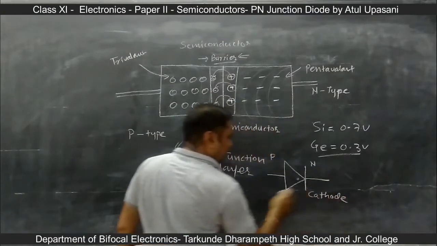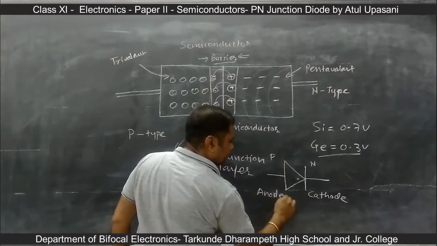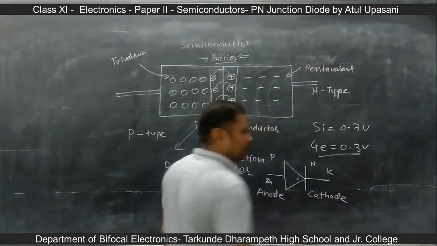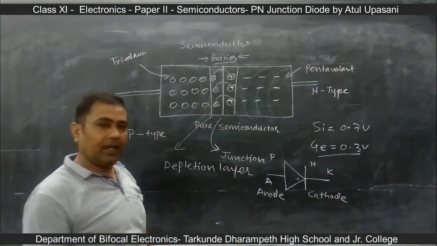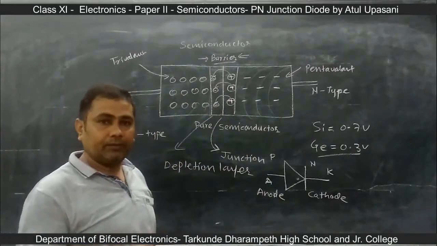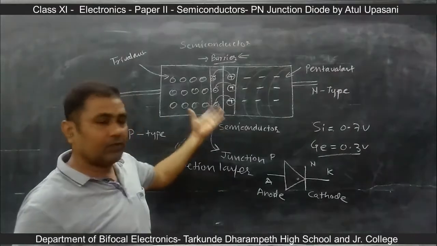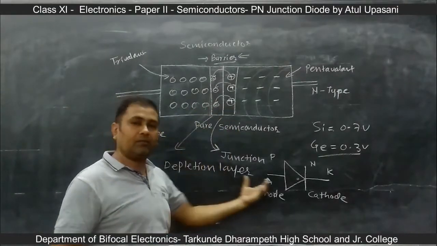So N type is a cathode and P type is considered as anode. So anode A and cathode K. So this is the symbol for PN junction diode. In commercial language, this PN junction diode is called the diode. It is not called the junction. But for our study, we will consider this as a PN junction. PN junction is nothing but a diode.